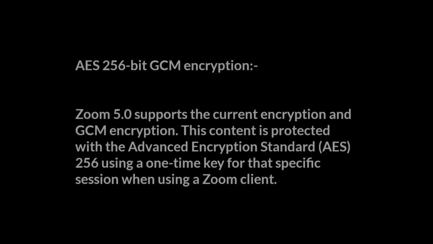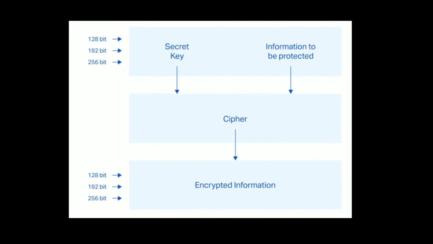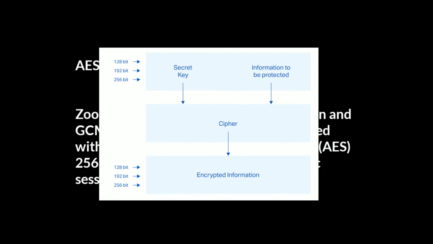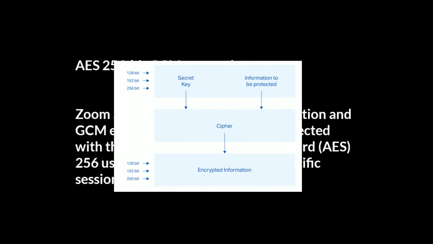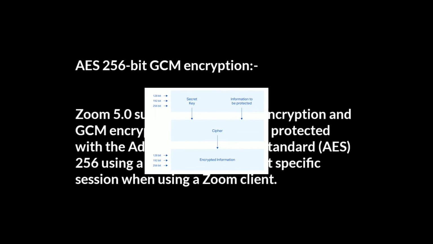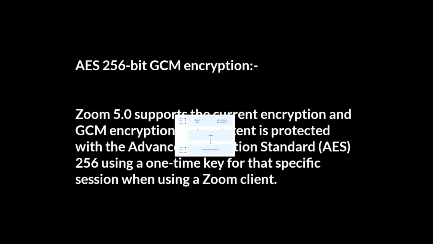Zoom has come up with advanced encryption. Zoom content is now more protected with the Advanced Encryption Standard AES 256, which uses a one-time key for that specific session when using a Zoom client. AES 256-bit GCM encryption offers increased protection of your meeting data in transit and resistance against tampering. This provides confidentiality and integrity assurances on your Zoom meeting, Zoom video webinar, and Zoom phone data.